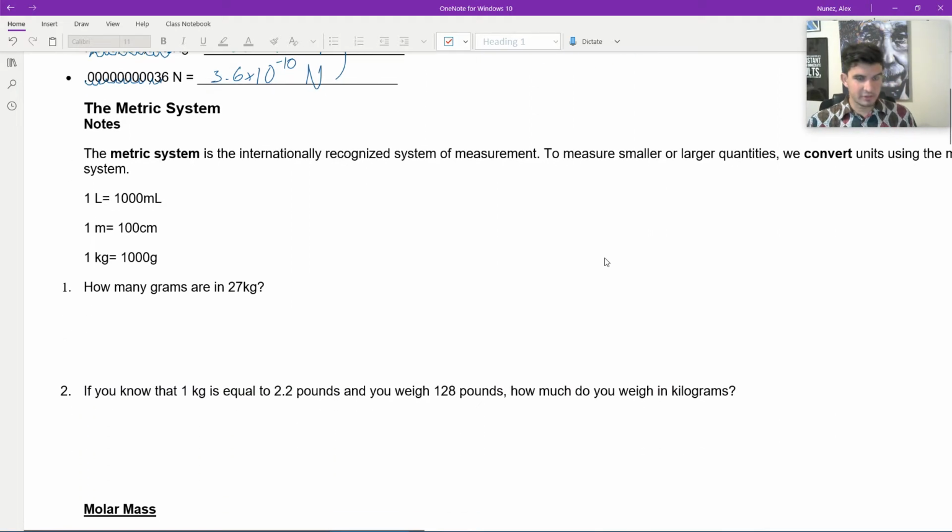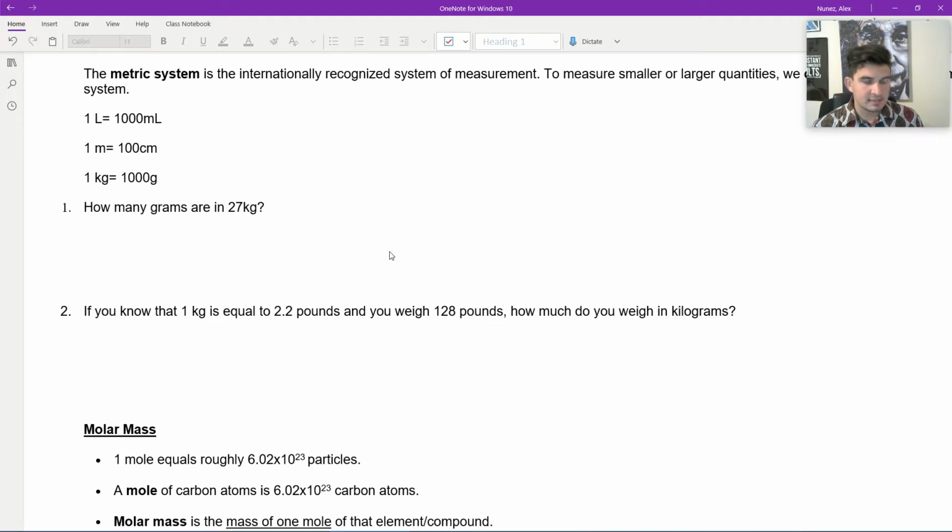From there, we learned how to convert in the metric system. Right now, there are only 3 ways that you need to remember how to convert. That is going between liters and milliliters, meters and centimeters, and kilograms and grams. Their conversions are written right here. An example of how these questions could be asked, generally we won't give you a question like this, but if you needed to convert from one form to another, you're going to use this process.